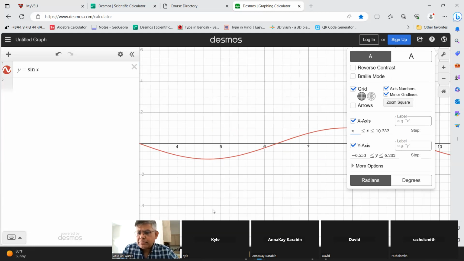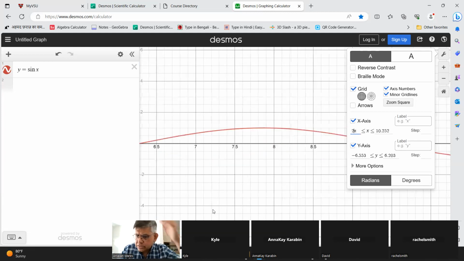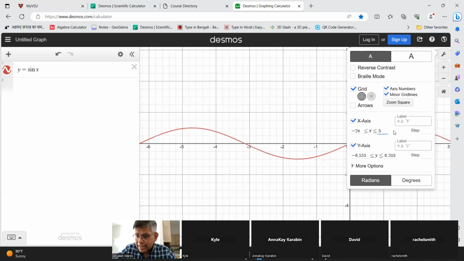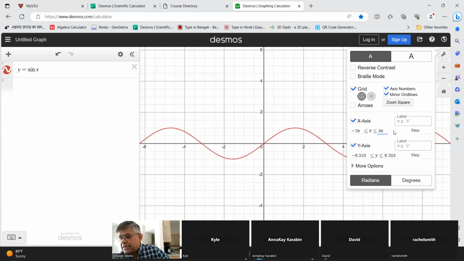That's fine. It starts from negative 2 pi, and you can, of course, change it. You go to 2 pi. You can choose 3 pi. I don't care. Again, how do we enter pi? Pi, not pie, pi.